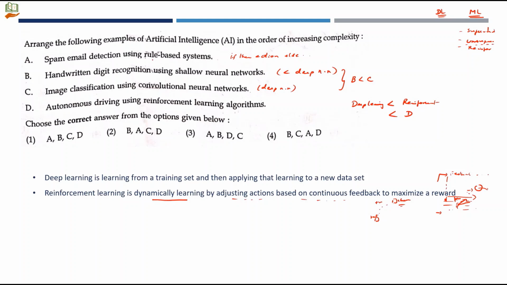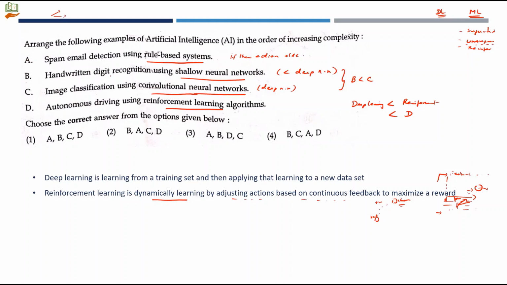This comparison is made using rule-based system, shallow neural networks, convolutional neural networks, and reinforcement learning. Now let's go for the comparison of the examples given. Spam email detection. What you are going to do? You are going to classify the email as either a normal mail or a spam. It's just a classification work that it is going to do. So it is the simplest task comparatively.